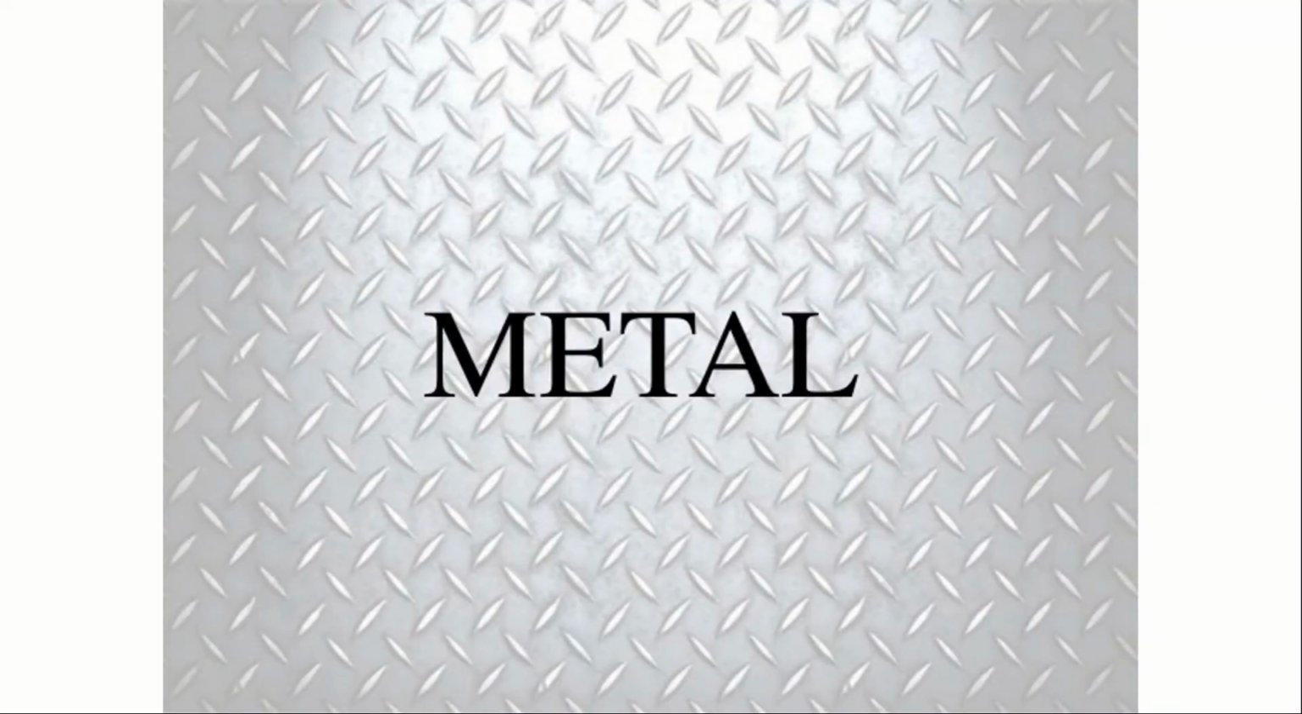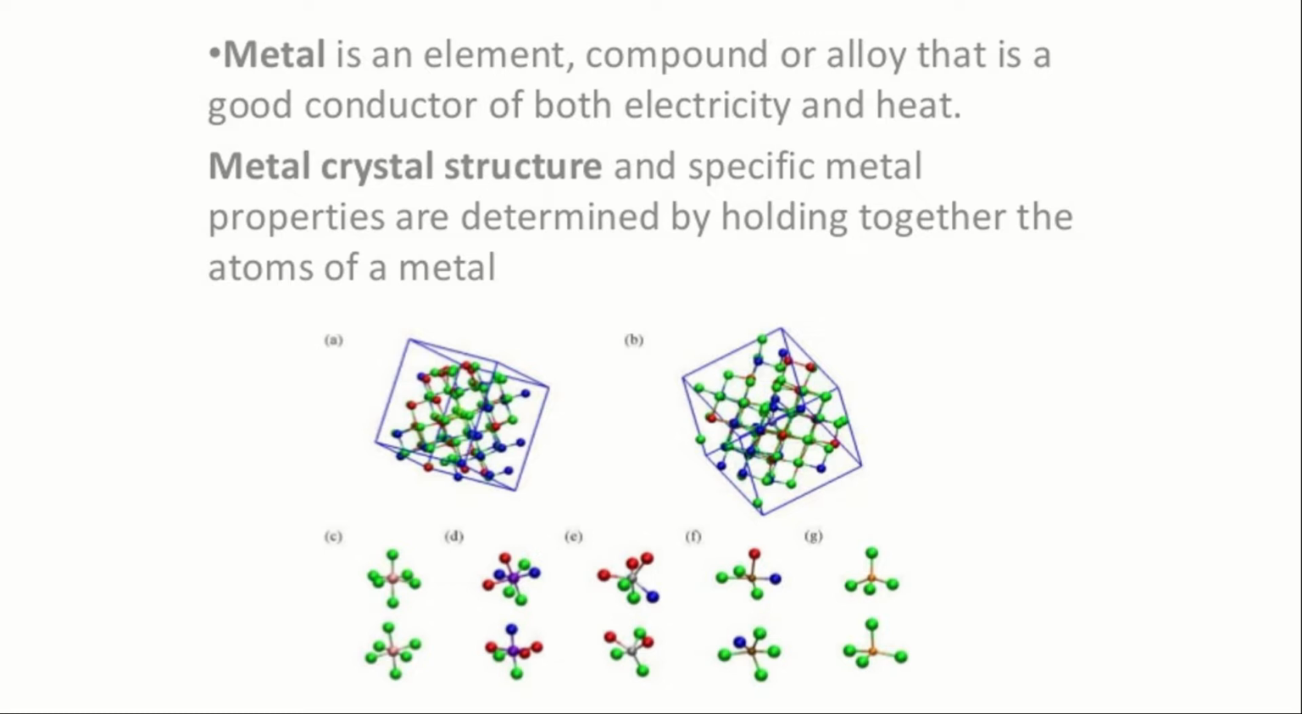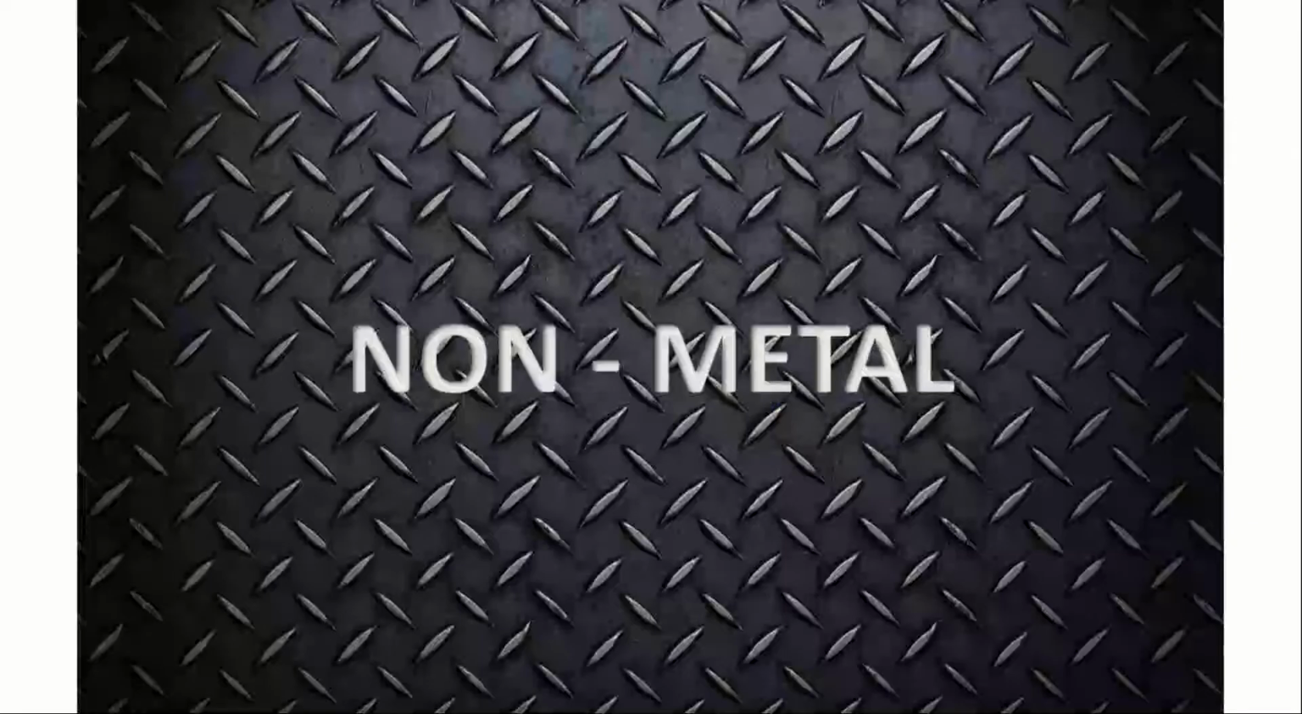First is metal. Metal is an element, compound or an alloy that is a good conductor of both heat and electricity. Metal crystal structure and specific metal properties are determined by holding together the atoms of the metal. So, metal can be considered as an element, compound or alloy which is both a good conductor of electricity and heat. So this is the basic definition for a metal.